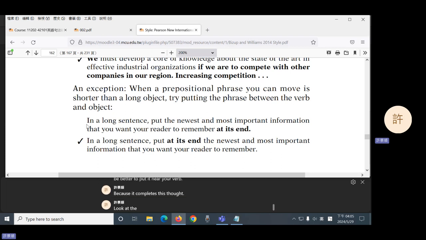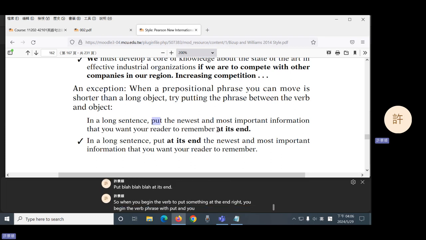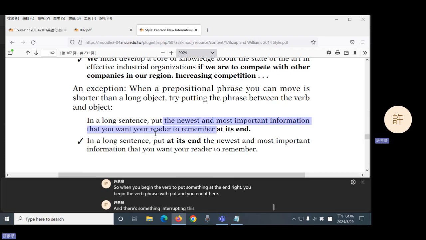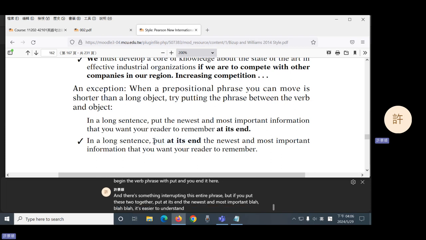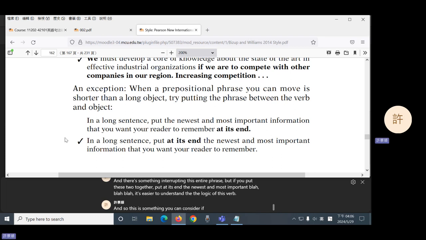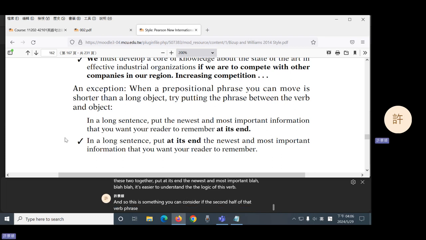Look at the original sentence. In a long sentence, put blah, blah, blah at its end. So when you begin the verb, to put something at the end, right? You begin the verb phrase with put and you end it here, and there's something interrupting this entire phrase. But if you put these two together, put at its end, the newest and most important blah, blah, blah, it's easier to understand the logic of this verb. And so this is something you can consider if the second half of that verb phrase is short.